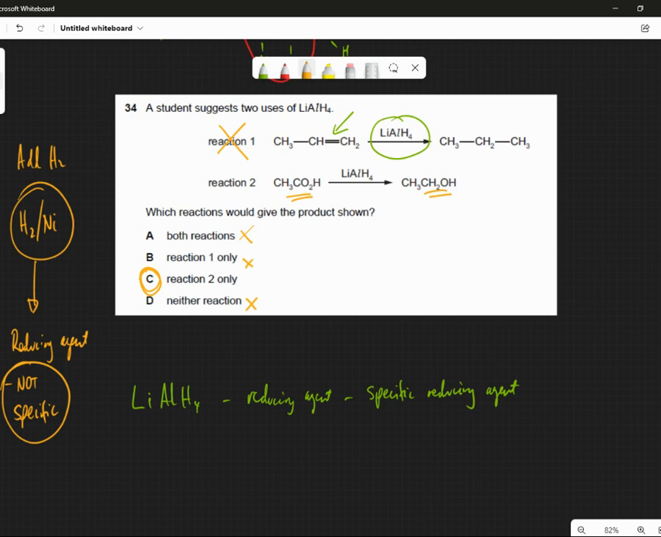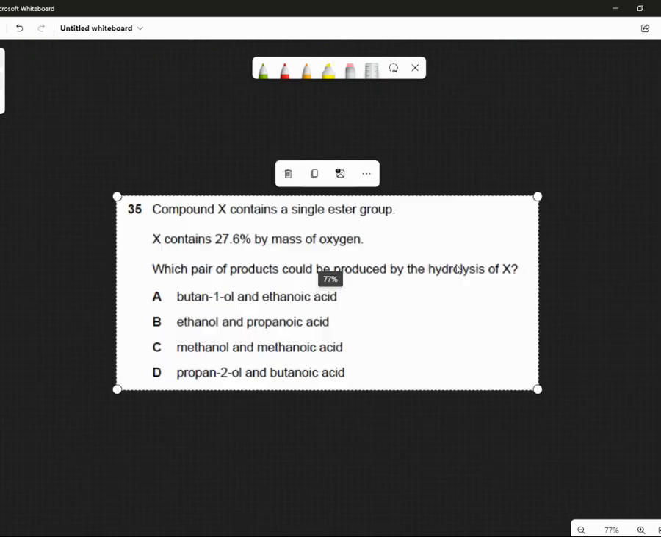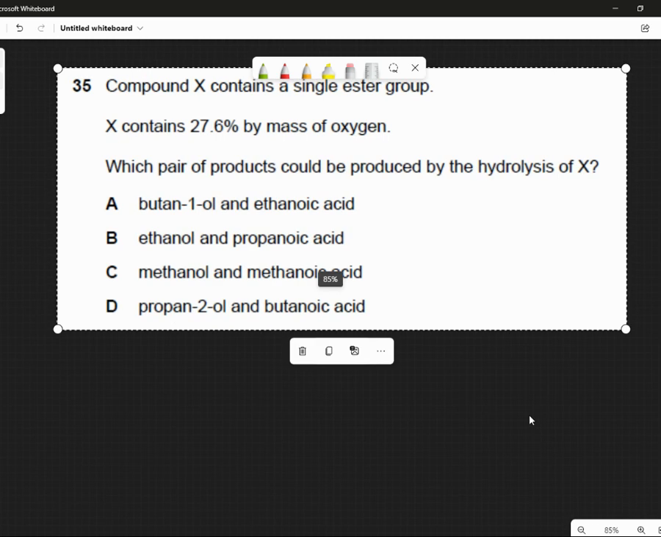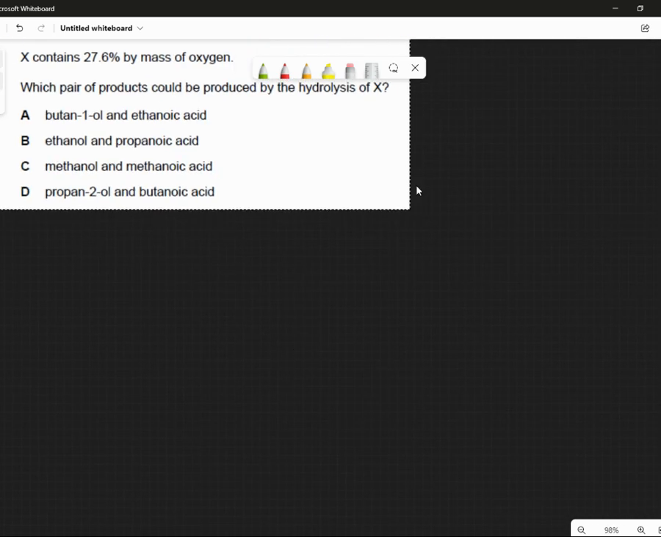Let's have a look at number 35. That one wasn't too hard, I don't think. But again, you've got to know your stuff. It's horrible. Let's have a look at this one. Right, make that small.